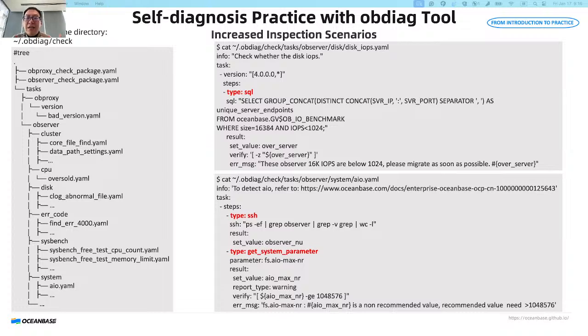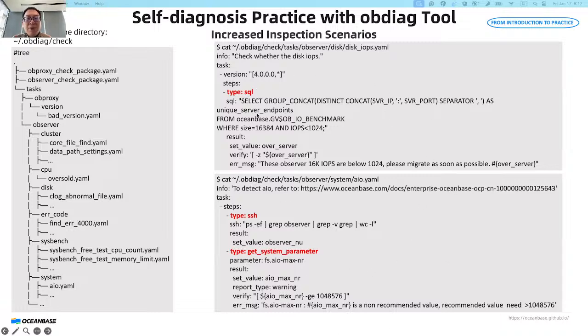Next, let's see how to add inspection items in an inspection scenario. From the file directory on the left, you can see all the initial inspection items. Each YAML file is an inspection item. So how do we add inspection items? Let's look at two examples on the right.